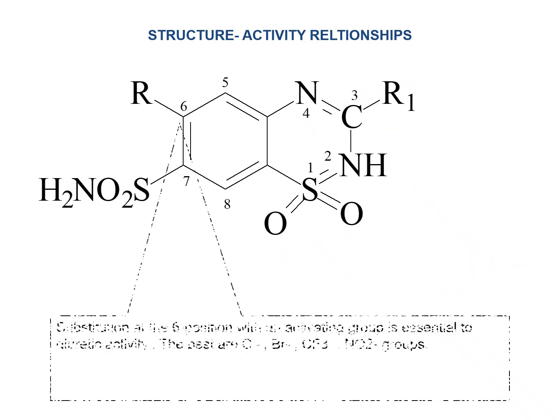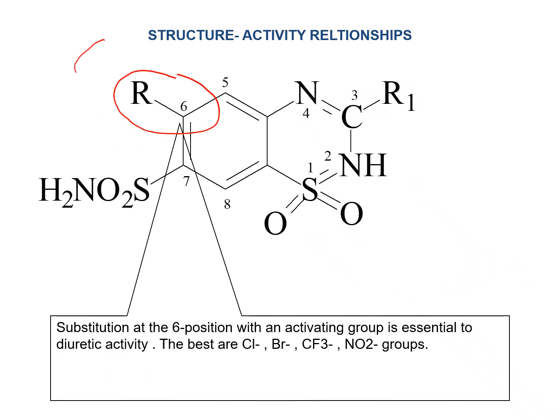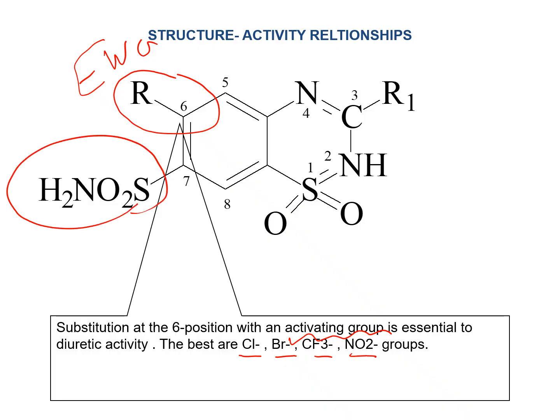So this is the substitution at position number 6, which must be an electron withdrawing group, and it's called an activating group because electron withdrawing groups are essential for diuretic activity. They can be chloride, bromide, trifluorocarbon, or nitro group as well. And this will increase the acidity of your sulfonamide. So it will enhance the chance of your sulfonamide being negatively charged at physiological pH and binding to the chloride binding site in the sodium chloride co-transporters. So that R has to be electron withdrawing.